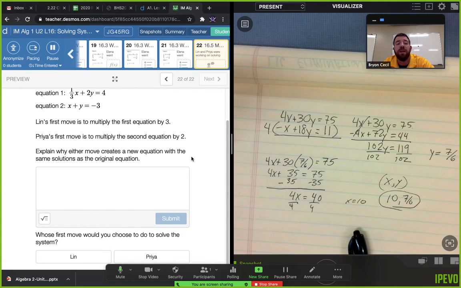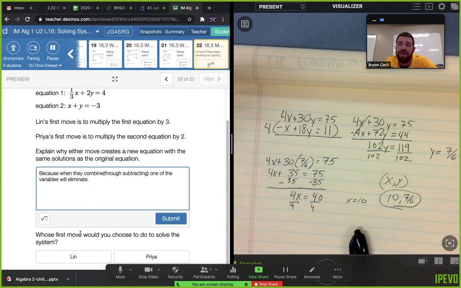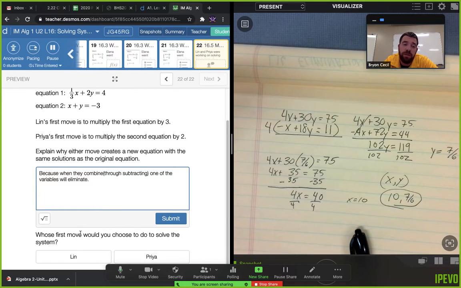Okay. Hey guys, because if they do that, what's going to happen is they're going to be able to subtract, and one of the variables is going to eliminate. Because when they combine, through subtracting, one of the variables will eliminate. Now, whose first move would you choose to solve this equation? For me personally, and I would imagine for freshmen, you probably don't like fractions. You probably like your whole numbers. So I would probably choose what Lynn did.